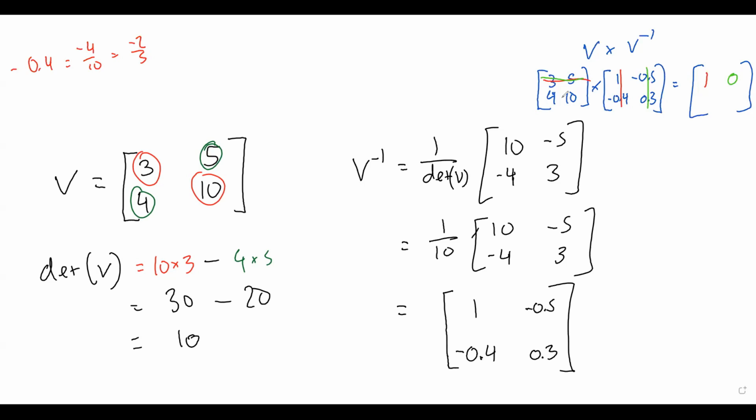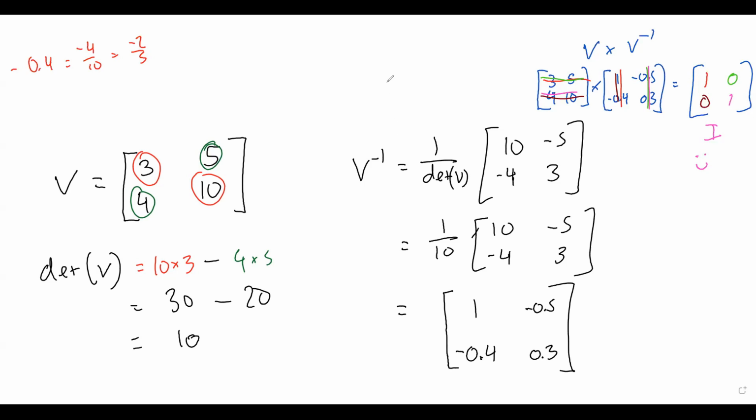Let's just do this bottom left-hand corner. 4 times 1 is going to be 4. 10 times -0.4 is going to be -4. 4 and negative 4 is going to be 0. And then this last one, 4 times -0.5 is going to be -2. And then 10 times 0.3 is going to be 3. Negative 2 plus 3 is going to be 1. Here we go. There's the identity matrix. Everyone is happy.